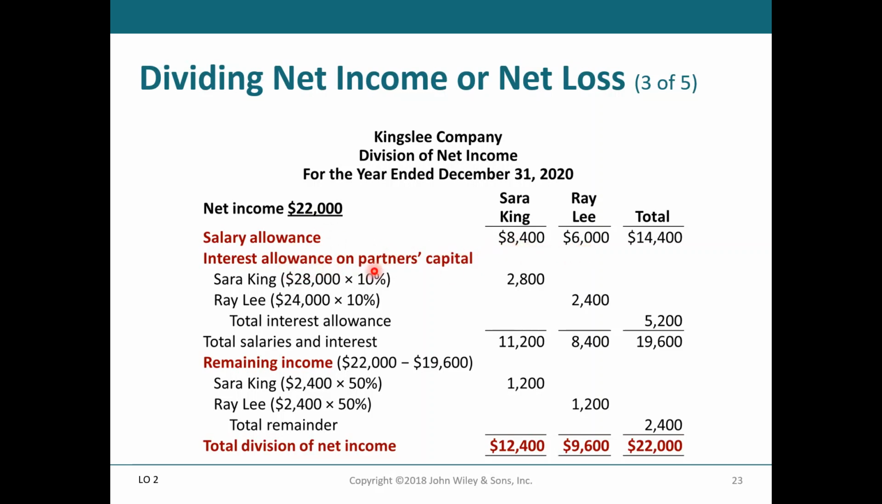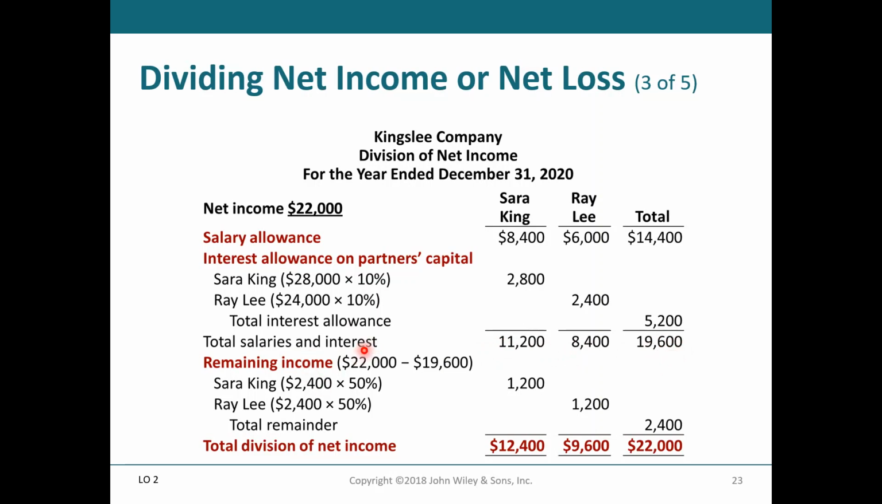Interest allowance on partners' capital. They both were allowed a 10% interest allowance on their capital invested in the company. So here's $2,800 that represents King's, and here's the $2,400 that represents Lee's. The total interest allowance was $5,200. So here you have total salaries and interest. Altogether, recognizing the salary and interest, they recognize 19,600.